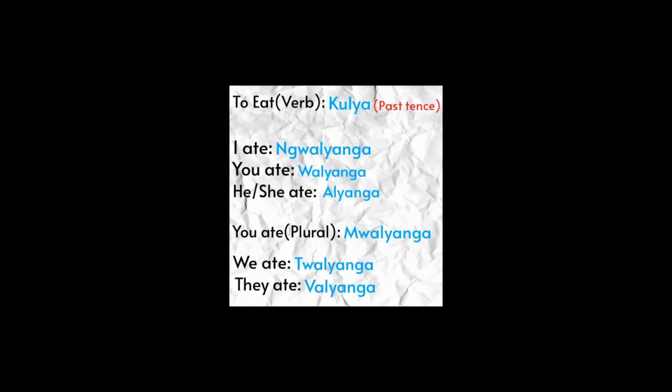So I ate, ngwalianga. Then you ate, walianga. Then we have he or she ate, alyanga. Then we have you ate plural, mwalyanga. Then we ate, twalyanga. Then they ate, balyanga.